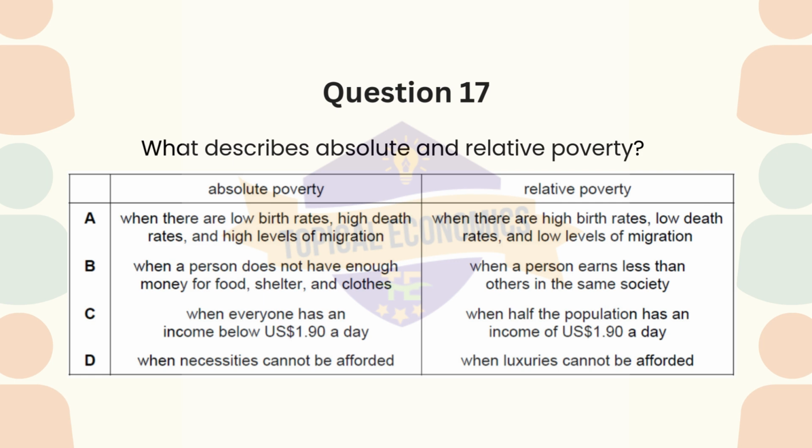Coming to option B, that absolute poverty when a person does not have enough money for food, shelter and clothes. So this is absolutely correct, as we have discussed earlier also. And relative poverty when a person earns less than others in the same society. So again, this is also correct, highlighting inequality. So the correct answer for this is option B.